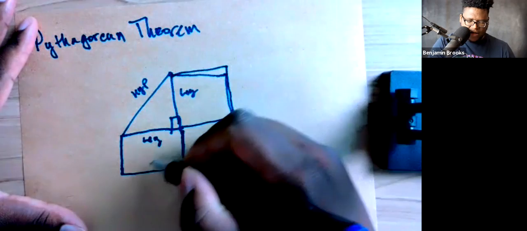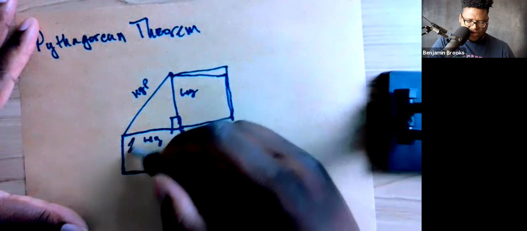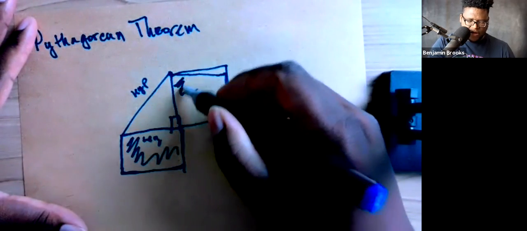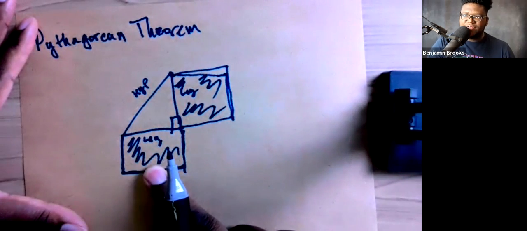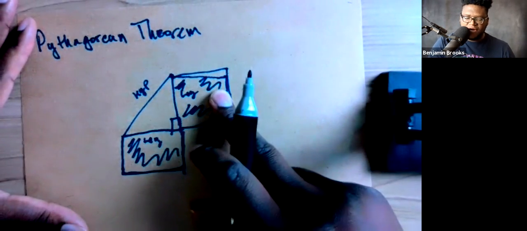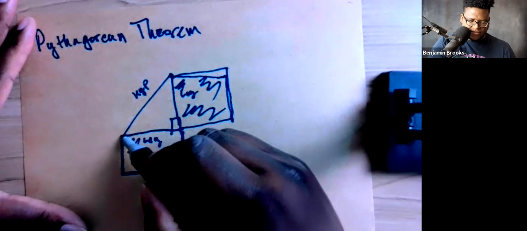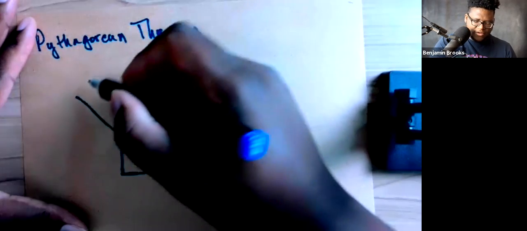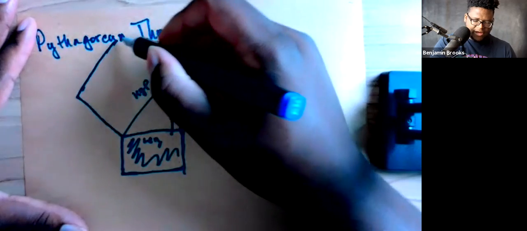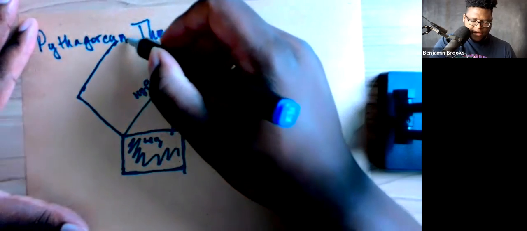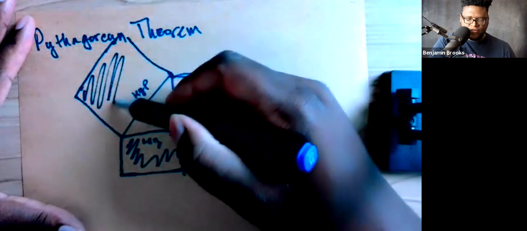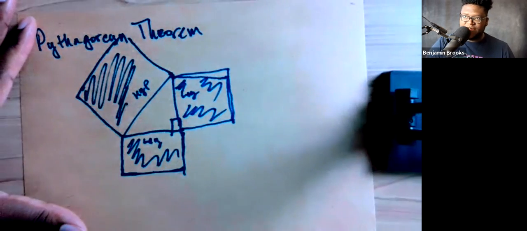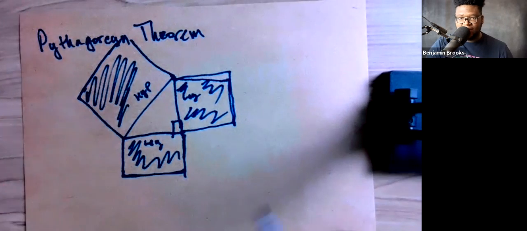the area of this square, if I add the area of this square with the area of this square, turns out it is equal to the area of this square that comes from the hypotenuse. And so that's where the Pythagorean theorem came from.